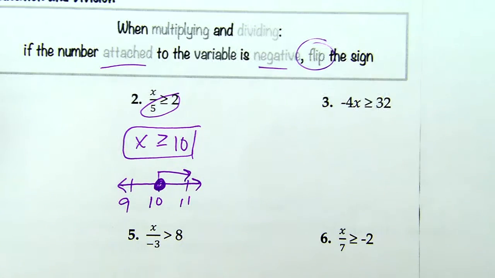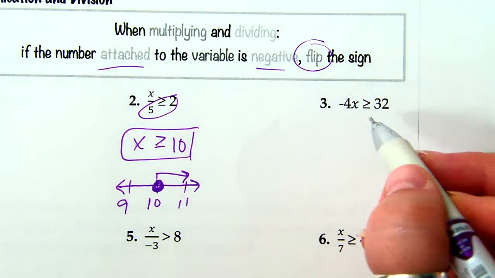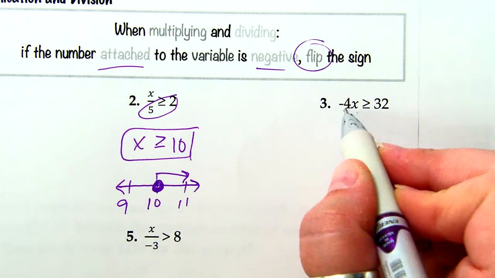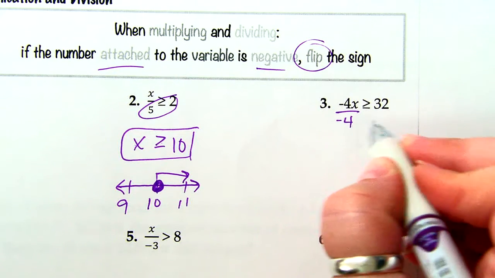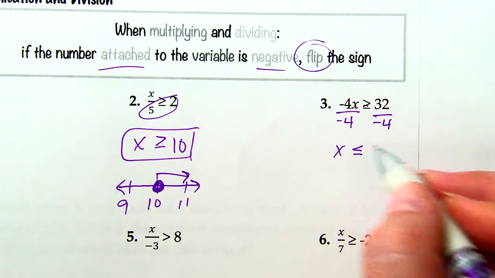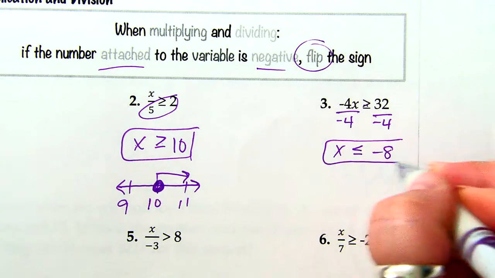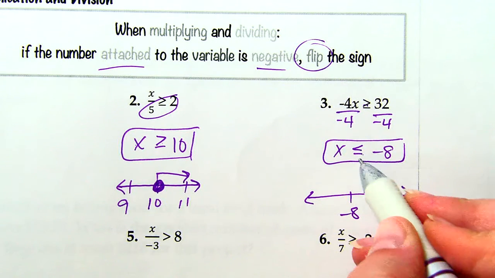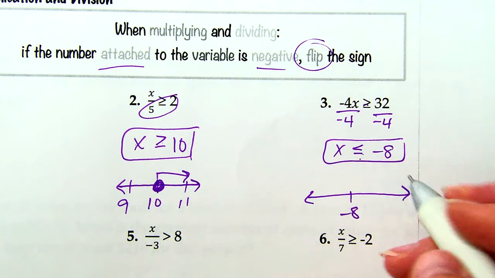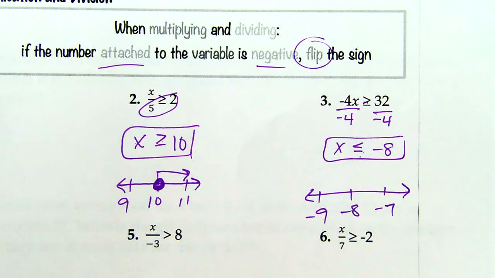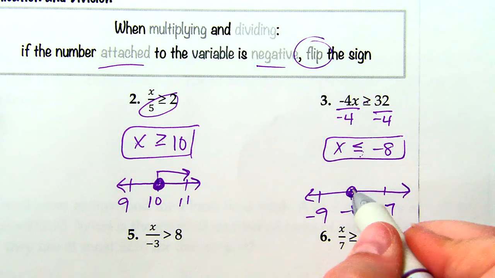Okay, number 3. So here's one with a negative. So because the number that's attached to the variable is negative, this time the sign will flip. So it's x is less than or equal to, so I flip that around, negative 8. And then when you draw your number line, make sure you're looking at this sign, not from the original problem. Since we switched it, it'll change your graph. So one bigger, one smaller. This is a dot because it has the equal to. And then x is less than after we flipped it, so it needs to go towards the negative 9.